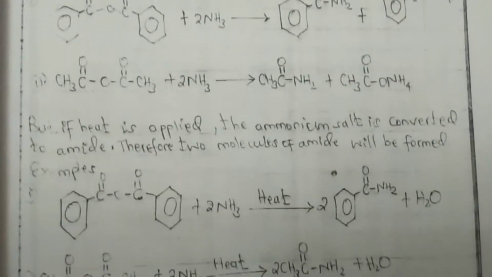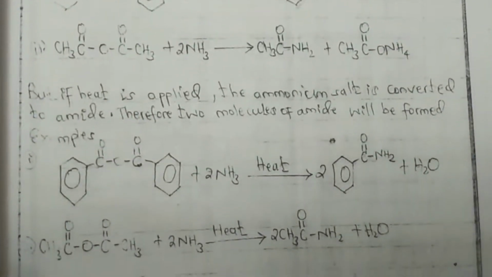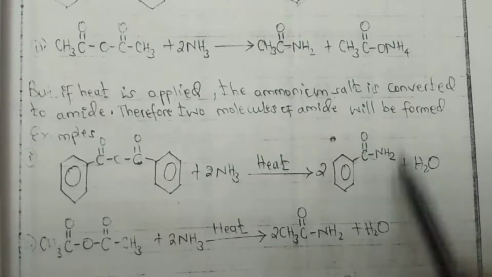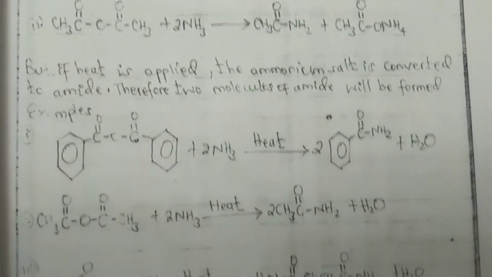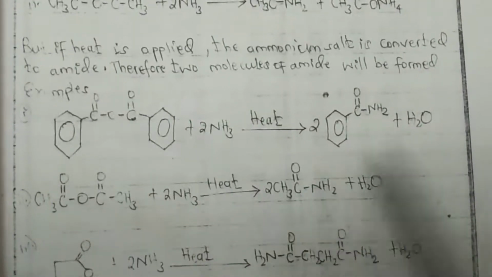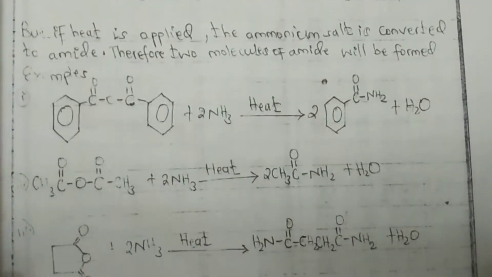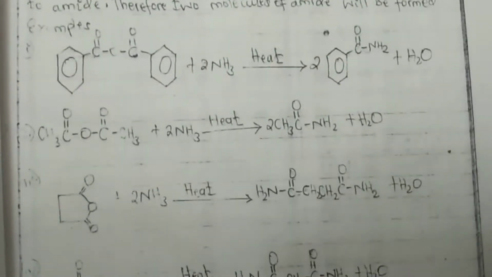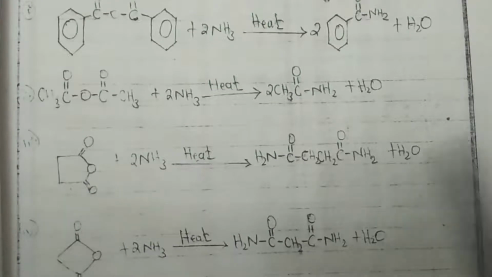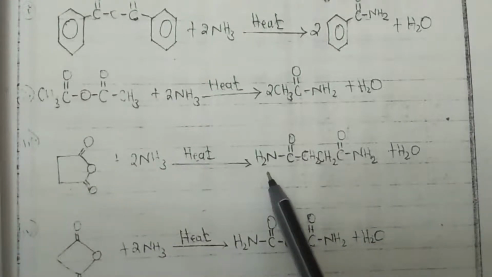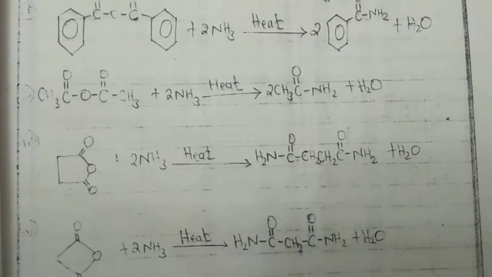But if it is applied, the ammonium salt is converted to amide. Manake this ammonium salt formed, it can be converted to amide. So the major product of this reaction, if it is applied, will be 2 molecules of amide and water. So for example, kwa vile ambazo zinakuwa zina dioic acid, manake the amino group itaenda ku attach kwenye both hydroxyl group, and then you will form a diamide molecule like this one. It has 2 amino groups.